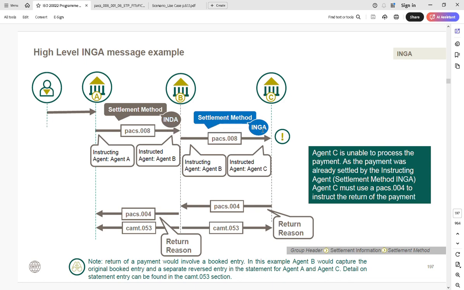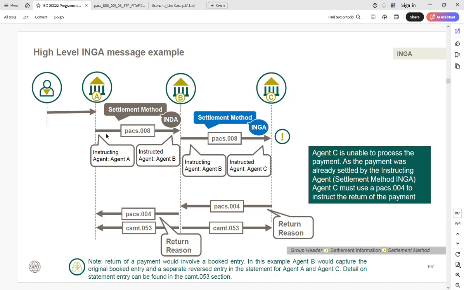INGA means instructing agent. That's it. That is the only difference. So whoever was the instructed agent earlier will become the instructing agent in the next chain. That is the only thing you have to keep in mind when you are explaining instructing agent and instructed agent. Okay. So this is a high level INGA message simple example.